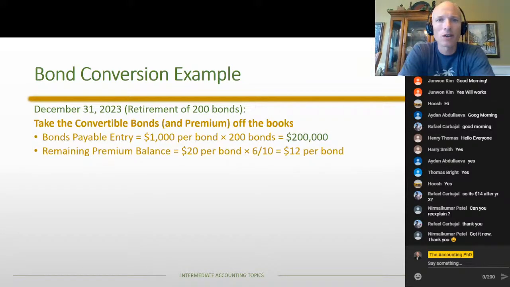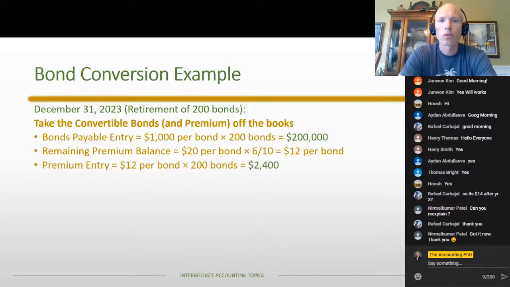Again, I tend to think of it in terms of just the remaining balance, just the percent. That's just kind of how I think about it. But you can also just think mechanically through the amortization process, and you will get to the same answer no matter which approach you use. Again, I'm hoping this time through it's a little easier to understand where that $12 per bond balance came from.